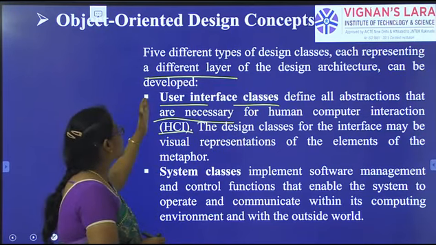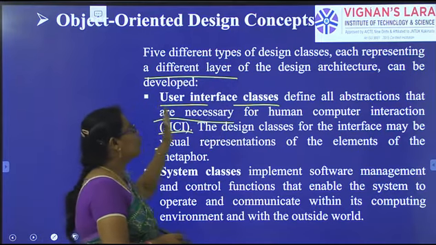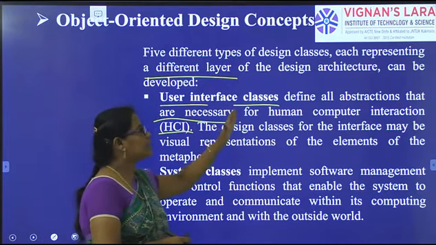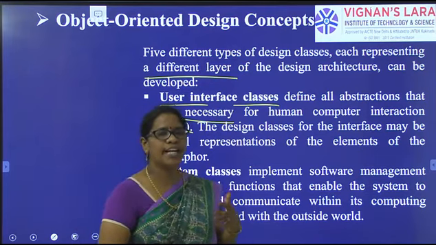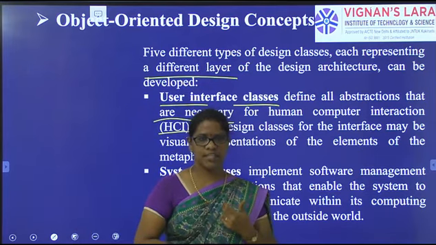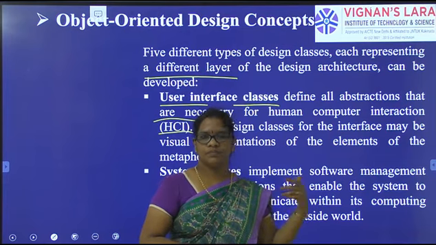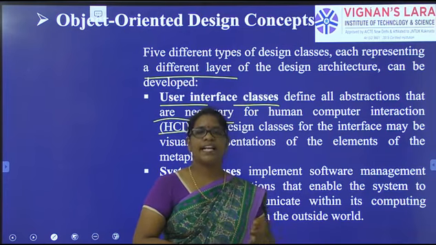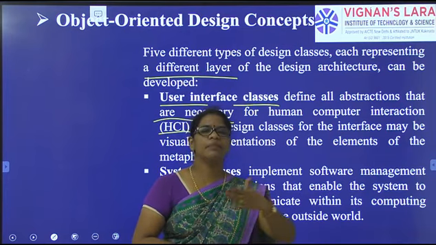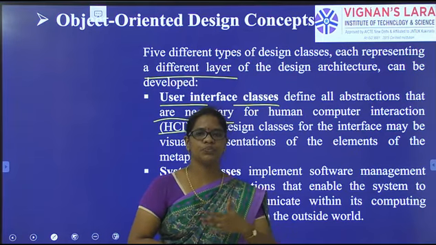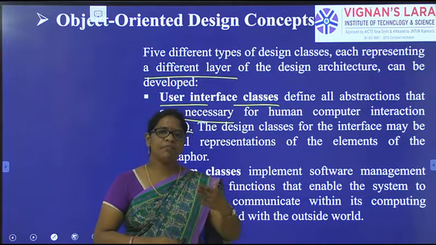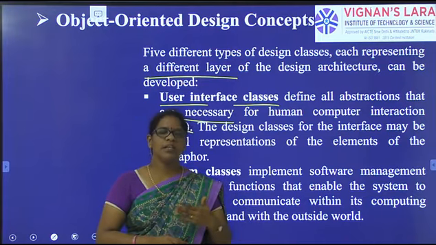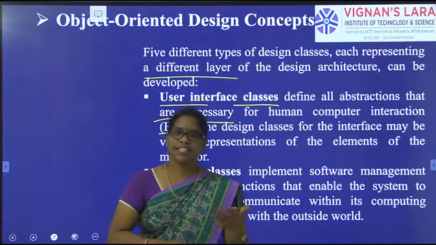So these user interface classes will give all the necessary elements for human-computer interaction. What is human-computer interaction? Human means ourselves, computer means the system. Interaction is how the interaction goes between these two, human and computer. That means how the system will be faced by the human and how the human will face the system.